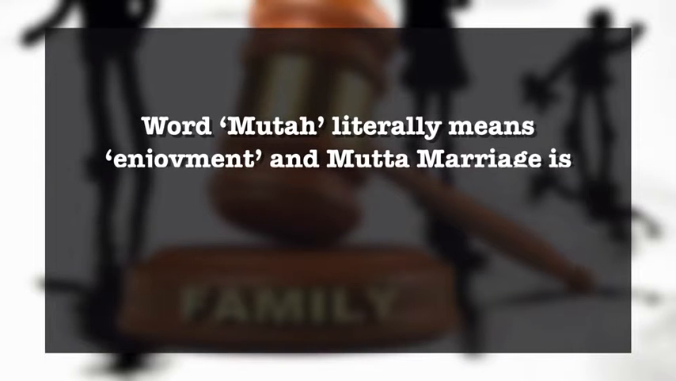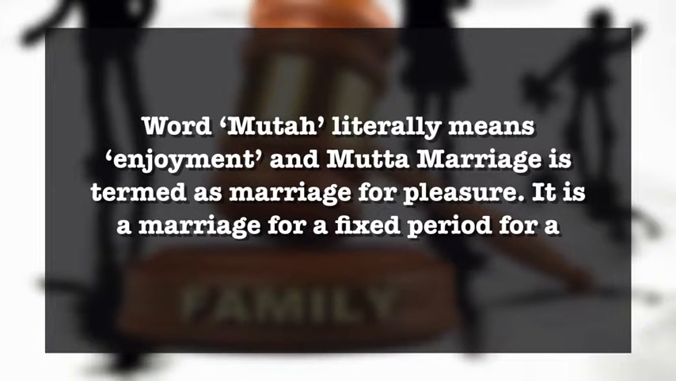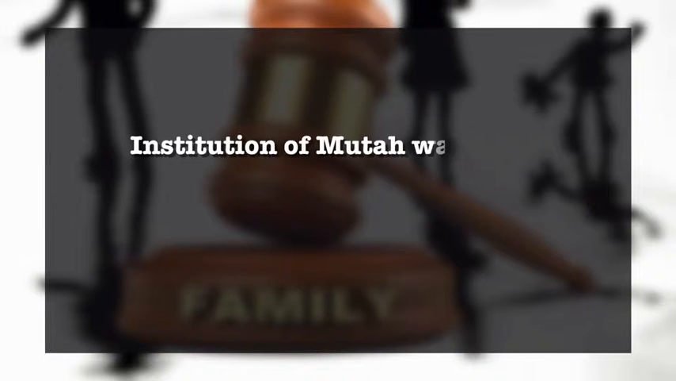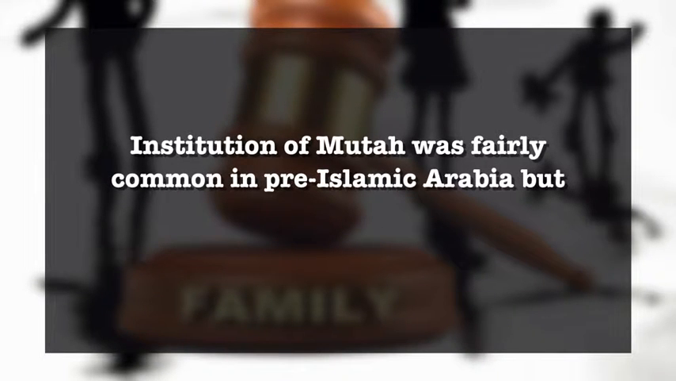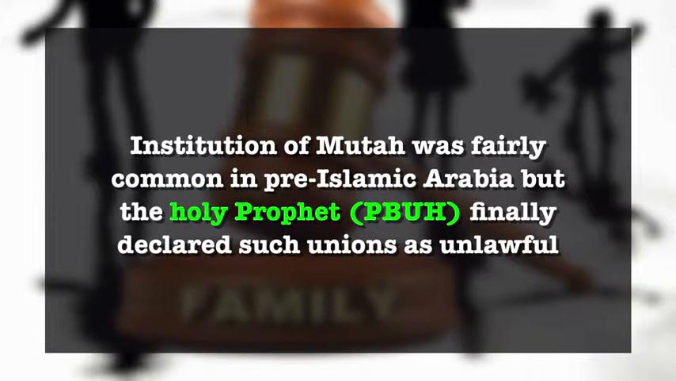It is only the Ithna Ashari school in which it is permissible, and even amongst the Ithna Ashari of India, it is now obsolete. The word mutta literally means enjoyment, and mutta marriage is termed as marriage for pleasure. It is a marriage for a fixed period for a certain reward paid to the woman. Institution of mutta was fairly common in pre-Islamic Arabia, but the Holy Prophet, peace be upon him, finally declared such unions as unlawful. The number of wives that can be taken into mutta marriage is unlimited. The ceiling of 4 wives does not apply here.